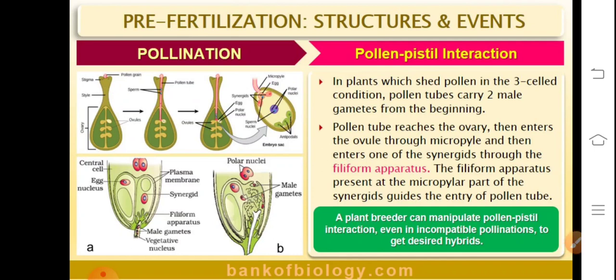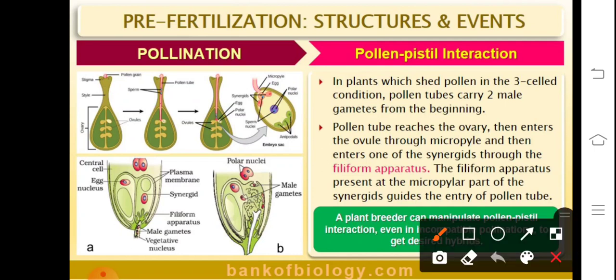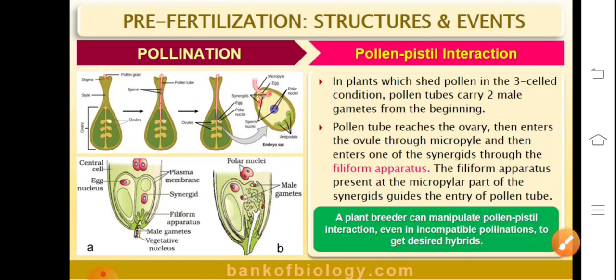The function of the antipodal cells, which are present on the chalazal end, is to provide nourishment to the growing embryo till the time the endosperm is produced. A plant breeder can manipulate the pollen-pistil interaction, even in case of incompatible pollination, so as to obtain the hybrids.